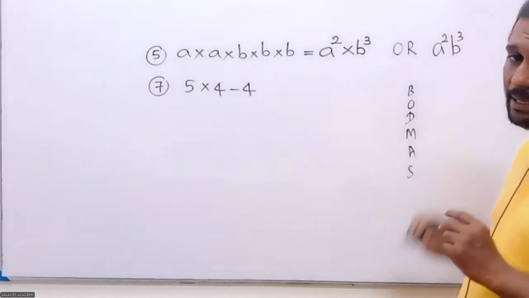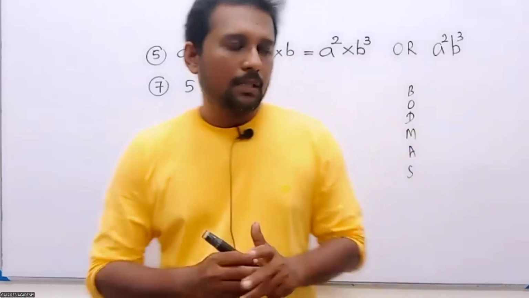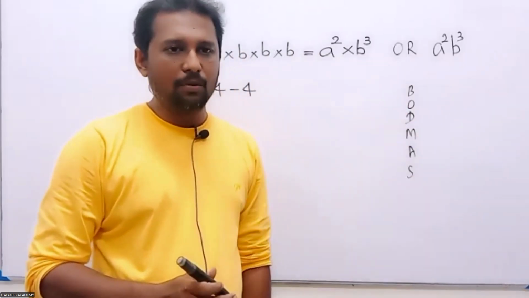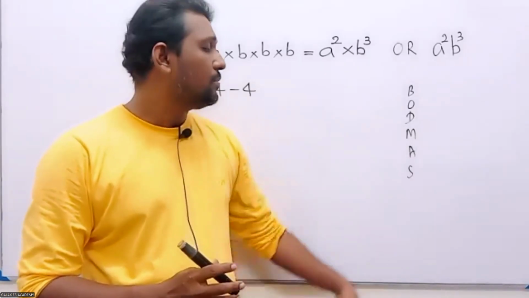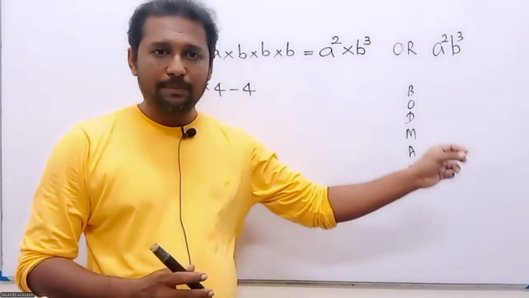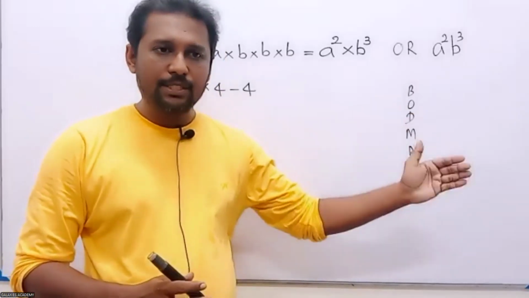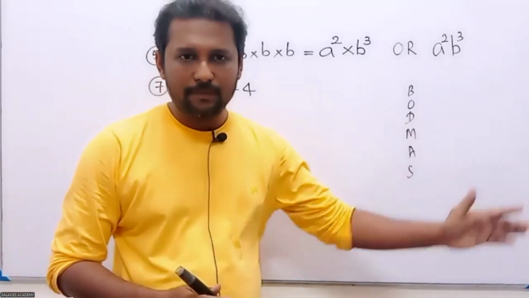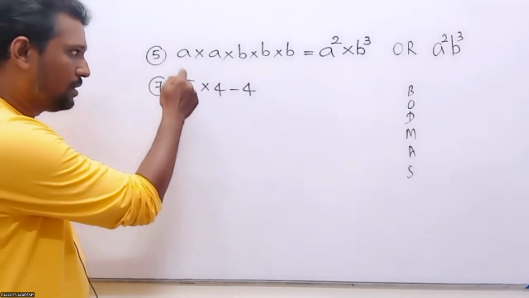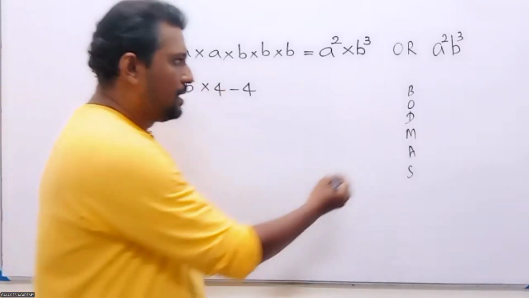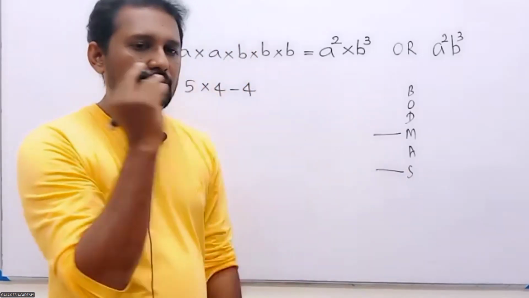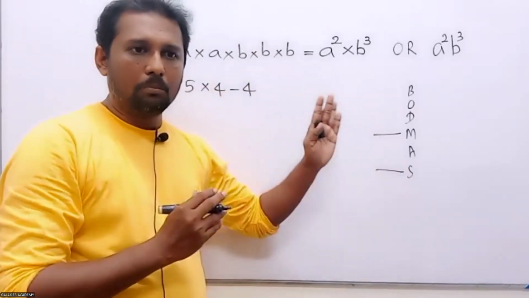BODMAS rule means B means bracket, O means of. In future you have to study about of, but you remember it now. D means division, M multiplication, A addition, S subtraction. Now you check, there are two mathematical operations you can see here, no? Multiplication and subtraction. Multiplication means this one, subtraction means this one.